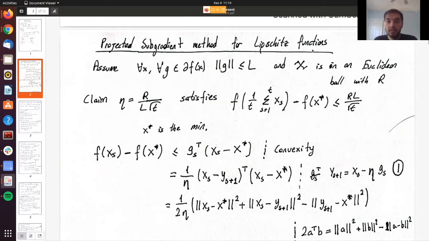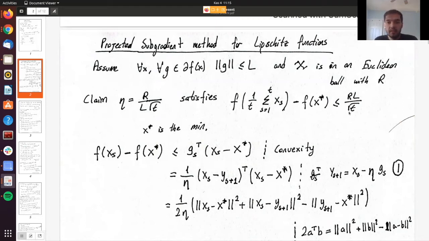When we talk about Lipschitz functions, it means the gradient is smaller than a constant, and that is L here. G is a subgradient, and it is smaller than L. And X is a convex set, and it is in a Euclidean ball with radius R. In 3D you can think of it as a sphere, and our convex set lies in that sphere.